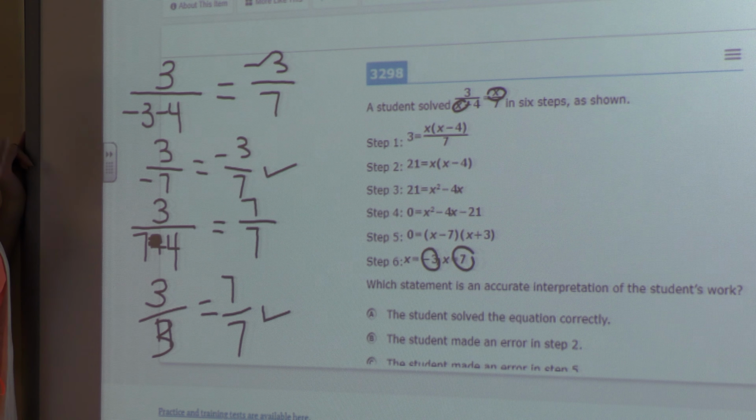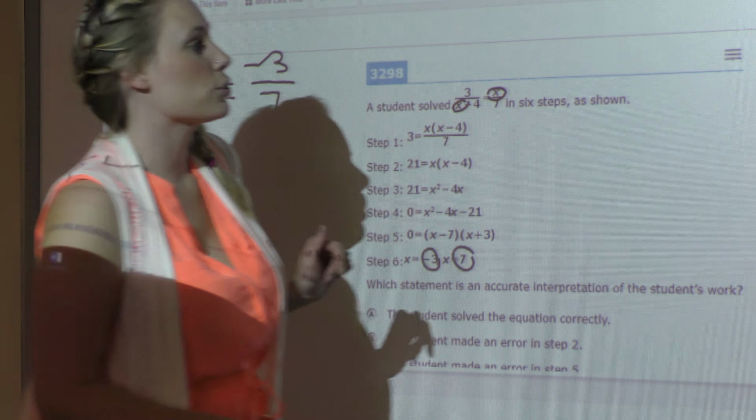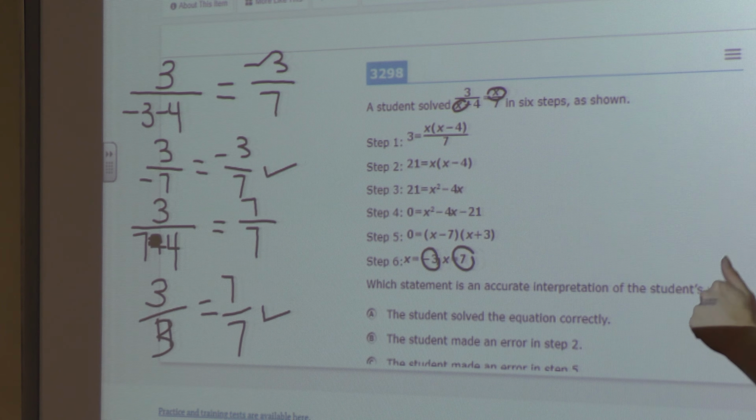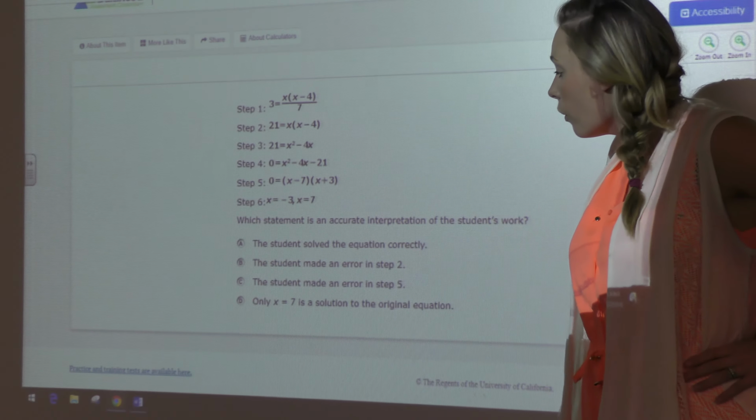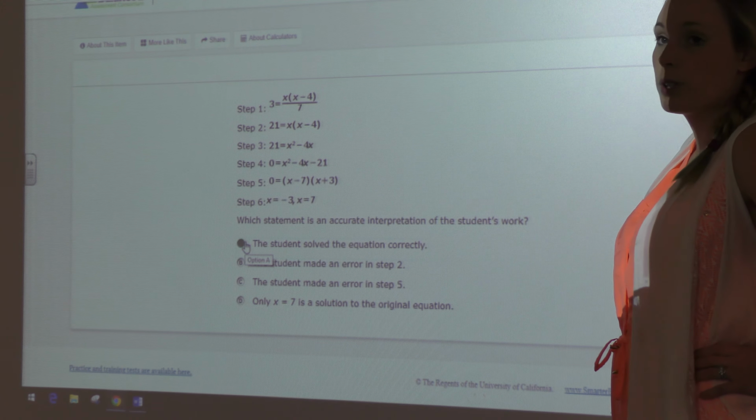If you ever are looking at your problem and you think it doesn't make sense, go back and double check yourself. Alright, so both of those answers work. I'm going to clear the ink on here real quick so I can scroll it. So we know that they solved the equation correctly. C and D doesn't work.